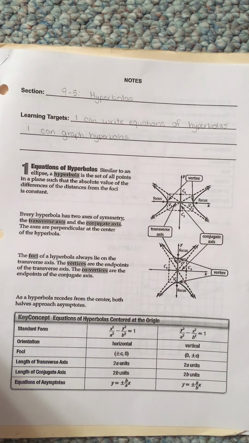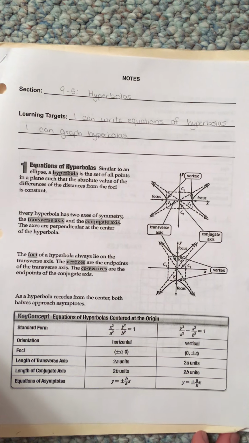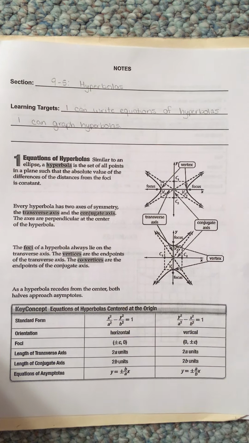Alright, so they compare hyperbolas to ellipses. We use the focus points again. We have different vertices again, but we're not making a circular shape this time. They're two curves that are going out away from each other, either horizontally or vertically. So they do have some commonalities with the ellipses in terms of how their equation is set up, but the graph is very different.